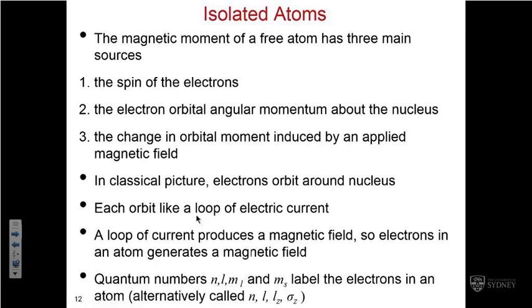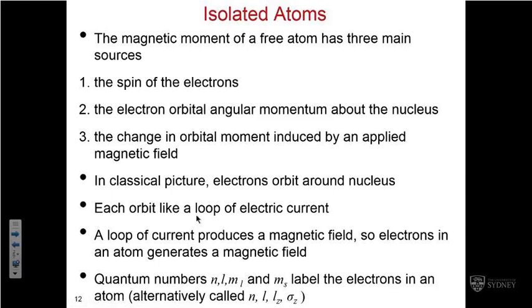And we label these states with the quantum numbers n, l, m subscript l, and m subscript s. Now this can be a bit confusing depending on which field you come from. This is the principal quantum number, this is the angular quantum number, this is the z component of the angular momentum, l representing angular momentum, and this is the spin of the electron.